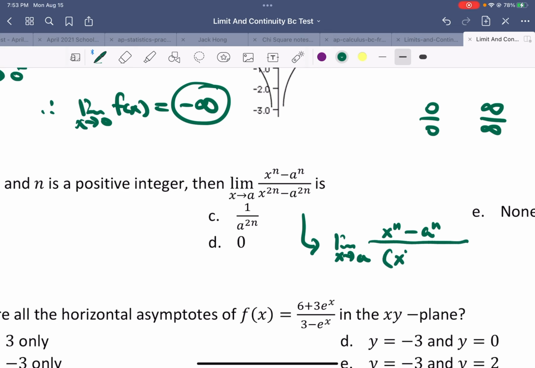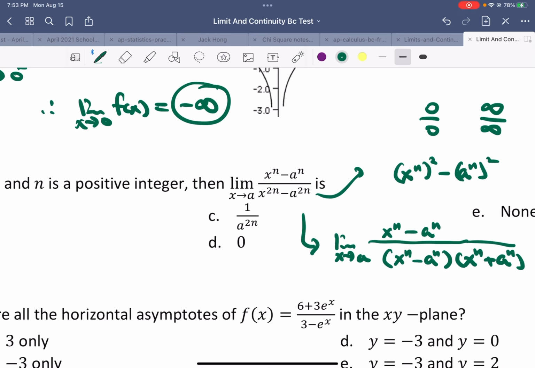This one, x to the n minus a to the n, and x to the n plus a to the n, right? So it's a difference of squares, the factoring, right? So I see the denominator this way, x to the n squared minus a to the n squared. If you remember, a squared minus b squared, the factoring formula for difference of squares, is a minus b and a plus b. So I'm using that formula. So x to the n minus a to the n times x to the n plus a to the n.